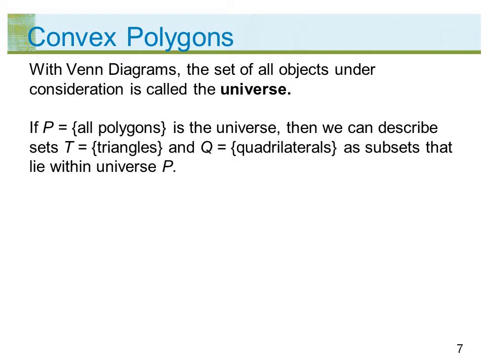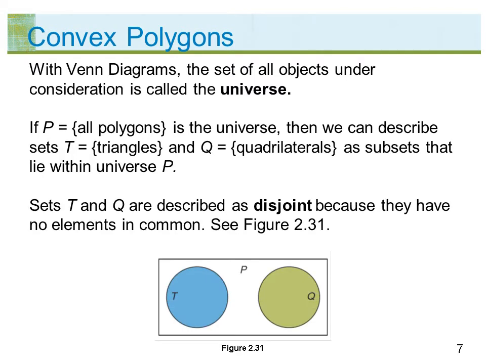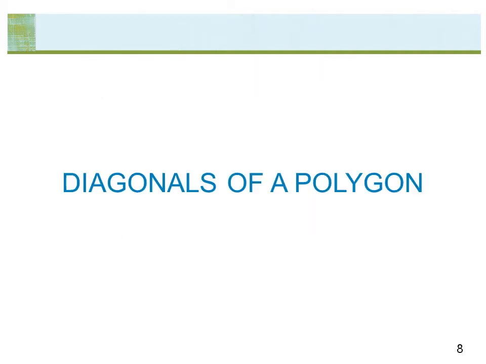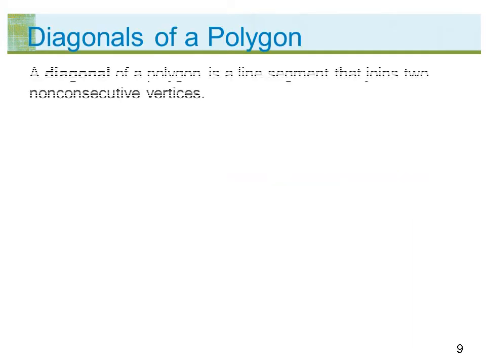If set P, the set of all polygons, is the universe, then we can describe sets T, the set of triangles, and Q, the set of quadrilaterals, as subsets that lie within universe set P. Sets T and Q are described as disjoint because they have no elements in common. See Figure 2.31. A diagonal of a polygon is a line segment that joins two non-consecutive vertices.